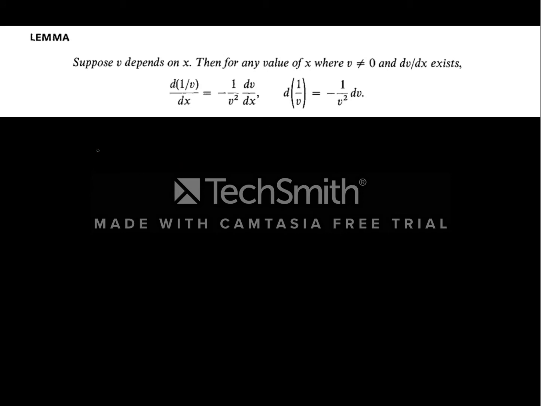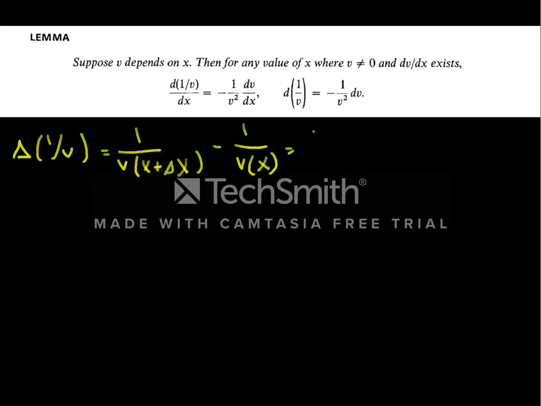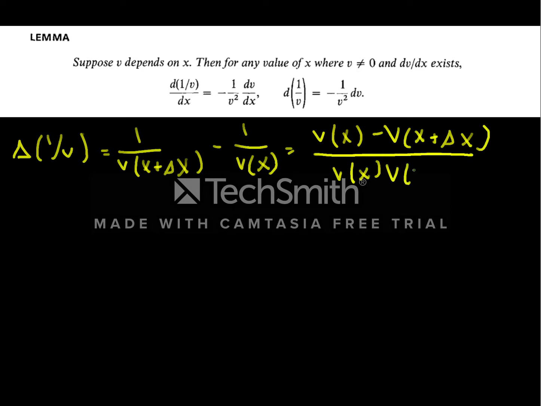So the first thing we need to do is compute the change in 1 over v, which is 1 over v of x plus delta x minus 1 over v of x, which combining as one fraction is v of x minus v of x plus delta x over v of x times v of x plus delta x.